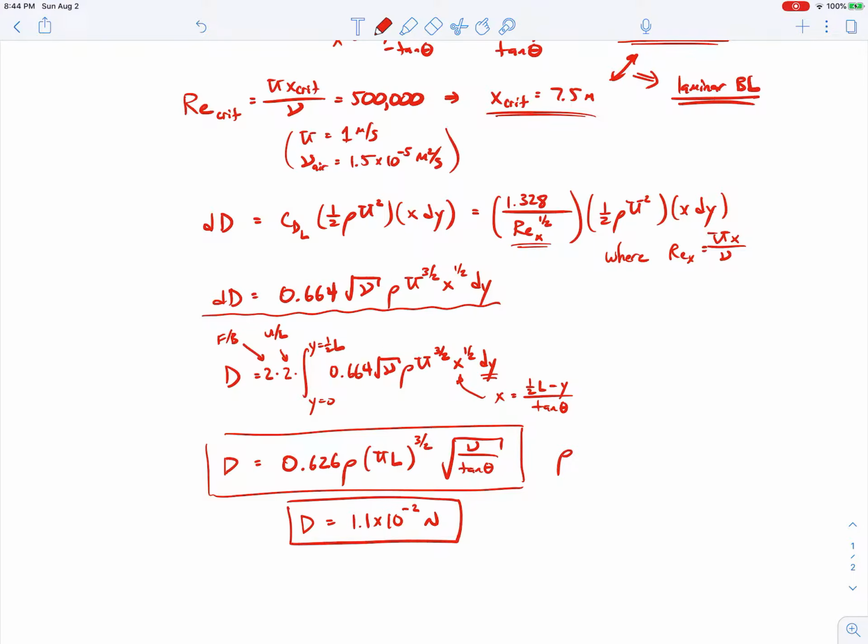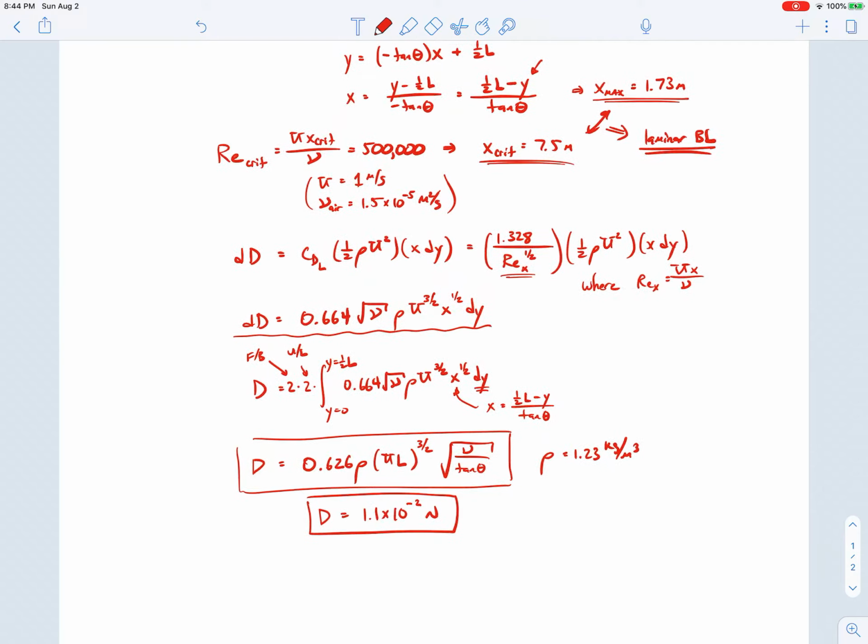The density, by the way, for air, I don't think I gave you that earlier, but that'll just be 1.23 kilograms per cubic meter. I think all of the other parameters I gave you earlier in the problem. So that's how you find the drag on this triangular plate.